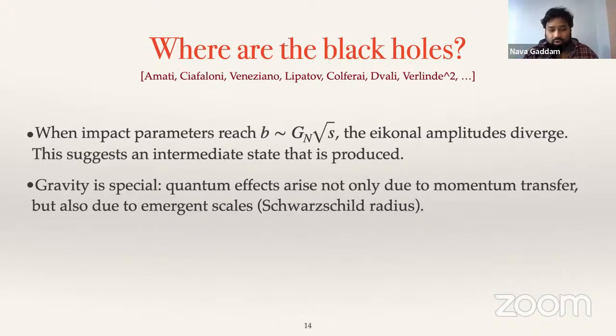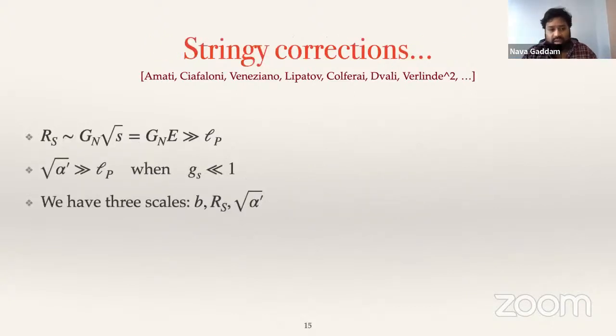But let's go sort of chronologically in how we progressed from this stage in the past. Before understanding black holes, what were better understood are actually stringy corrections. So how do these go? As I said, there's a Schwarzschild radius, which is given by G Newton times square root of S. And we take this to be much larger than Planck scale, because we want to avoid any ambiguities with Planckian physics. There's also the string length, square root of alpha prime, which we also take to be much larger than Planck scale. So we're looking at perturbative strings, where the string coupling constant is very small. So in total, we have 3 length scales in the game. There's the impact parameter, there's the Schwarzschild radius, and the string length.